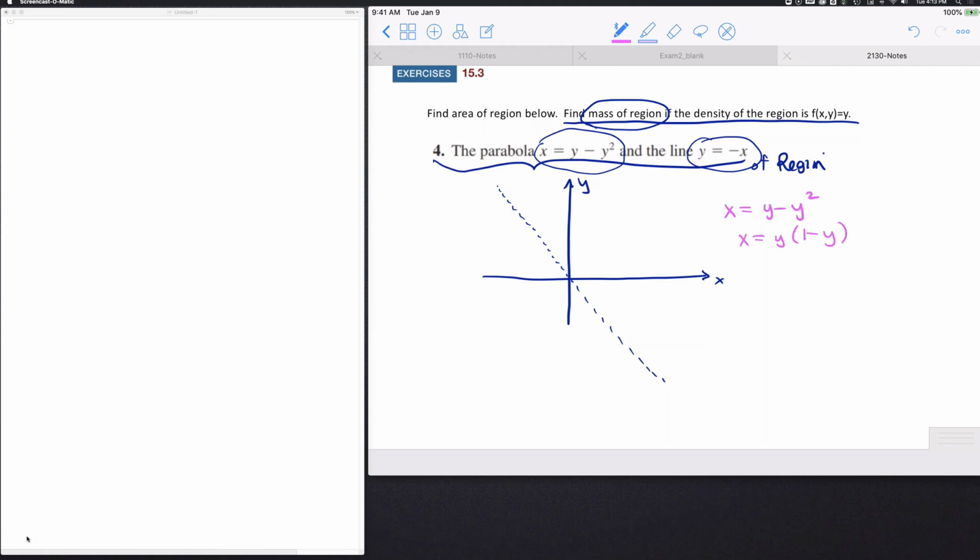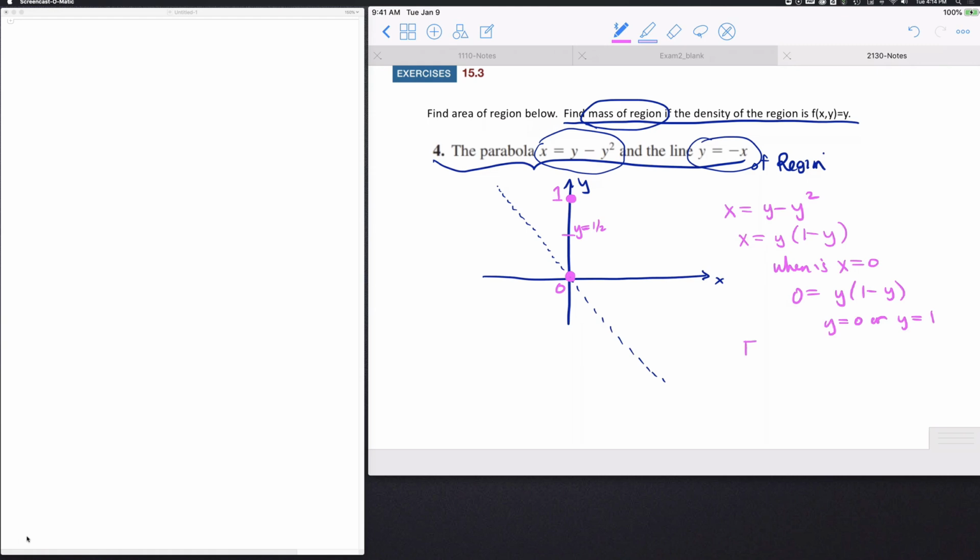So if you look at the zeros of this function, ask yourself when x is equal to 0. That would tell you that x would be 0 at y equal to 0 or y equal to 1. Now we need to figure out which way the parabola opens. Notice that y equal to a half is a point between 0 and 1.